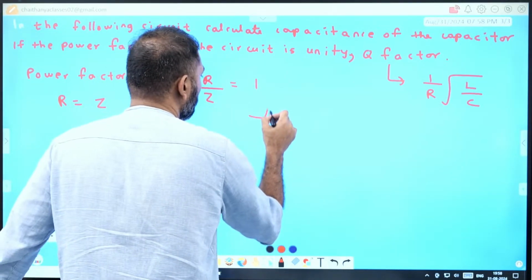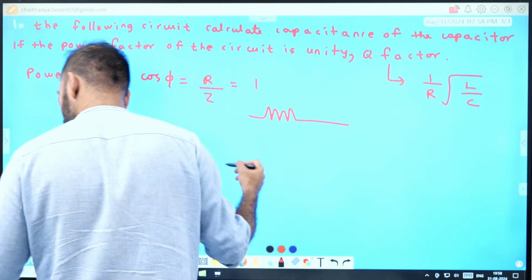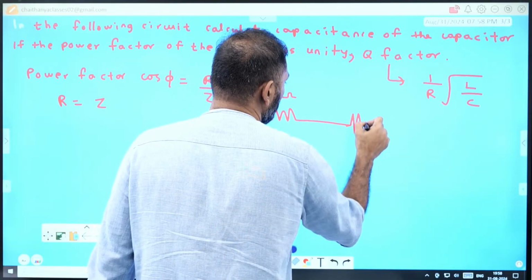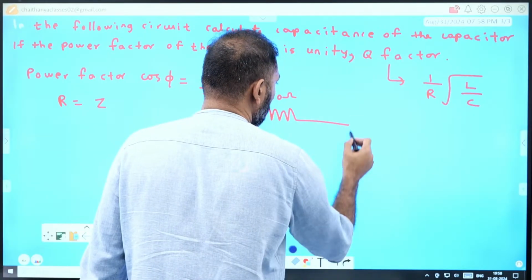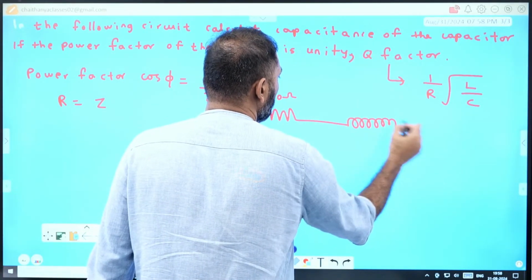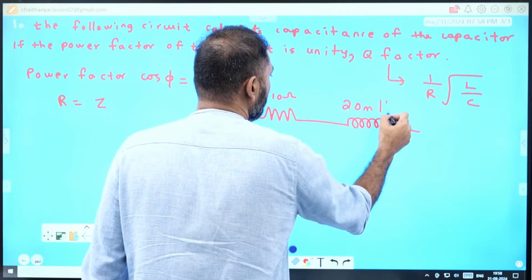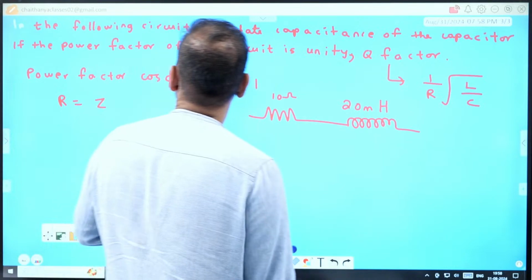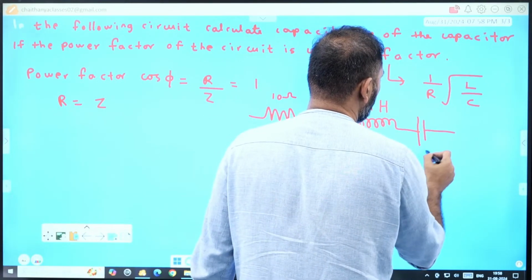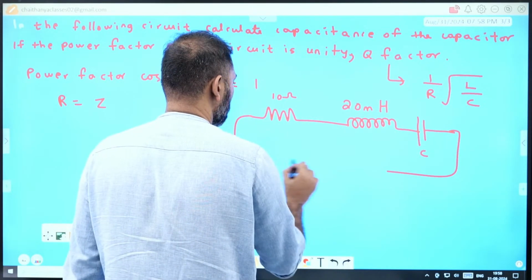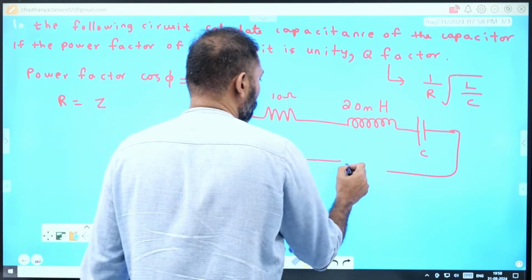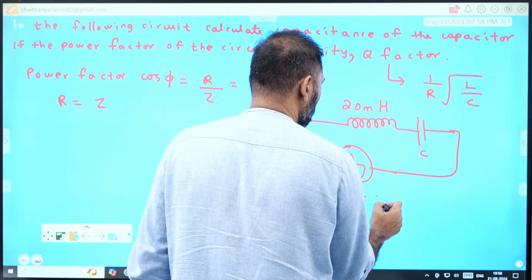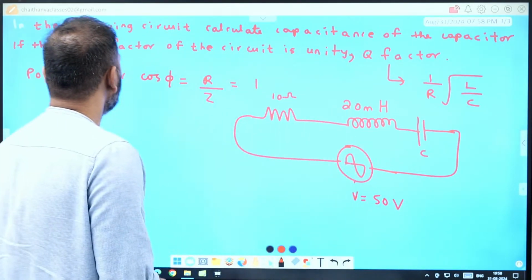So sorry, I forgot to draw the circuit. The circuit has a 10 ohm resistor, a 20 millihenry inductor, and a capacitance C. We have to find the capacitance value. The voltage is V equal to 50 volt. So this is the circuit.